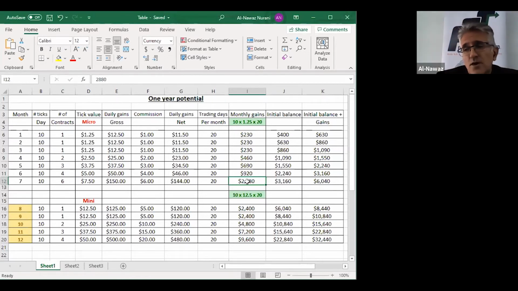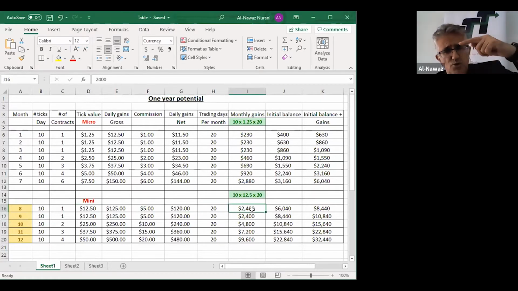So what is happening is, as of month number 8, going all the way to month number 12, highlighted in yellow here, you are trading a full-size contract, which in the S&P 500 is known as a mini contract. Now your tick value is $12.50. You're still making your 10 ticks, which is $125 minus commission, that comes to $120. And at the end of the month, you're making $2,400.